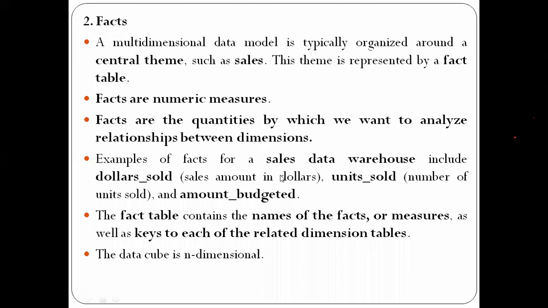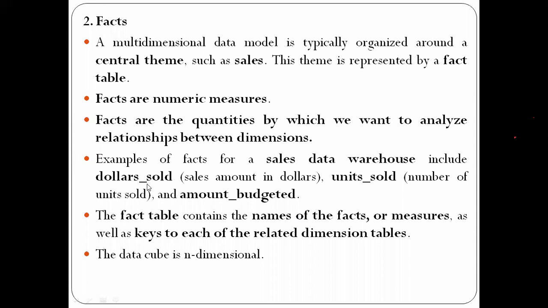For example, if you have a sales data warehouse, facts can be dollars sold. That is, what is the total sales in terms of dollars? How many items you have sold in terms of dollars? This fact is represented by dollars sold. And then units sold. Units sold means how many units of items you have sold. That is one of the facts here. And then amount budgeted. Amount budgeted is nothing but your budget. That is also one kind of fact here. So it is a numerical measure.